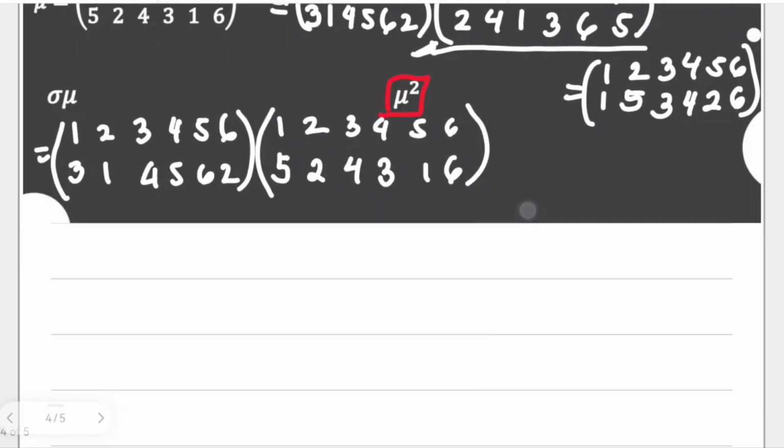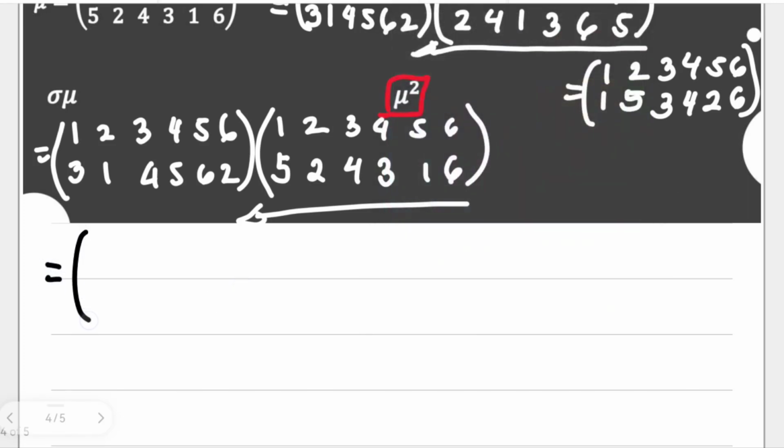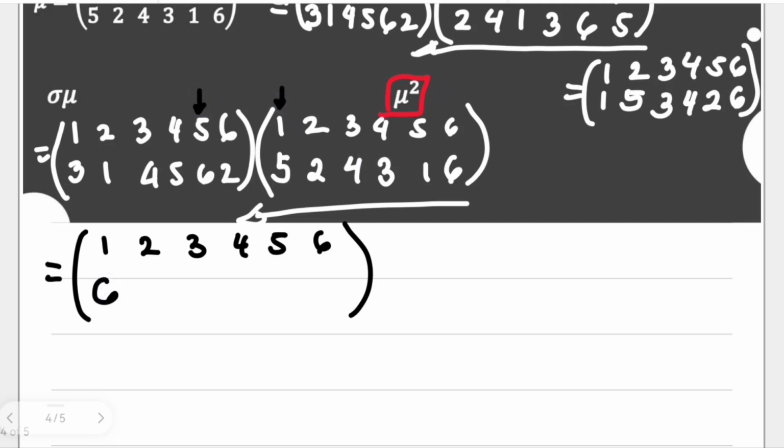If we do it again from right to left, we'll have the result: 1, 2, 3, 4, 5, and 6. So 1 maps to 5, 5 maps to 6. 2 maps to 2, 2 maps to 1. 3 maps to 4, 4 maps to 5. 4 maps to 3, 3 maps to 4. 5 maps to 1, 1 maps to 3. 6 maps to 6, 6 maps to 2, so 6 maps to 2.